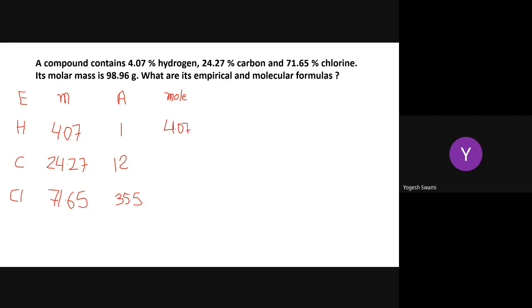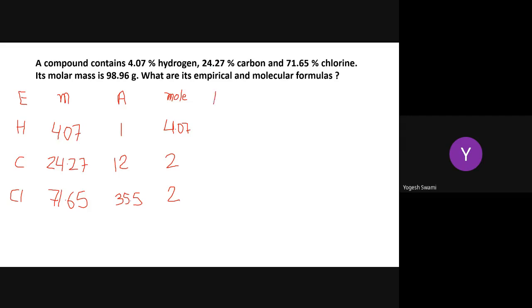Now you have 24.27 divided by 12, that value is nearly 2.02 or simply 2. Now 71.65 divided by 35.5, that value is again nearly equal to 2.